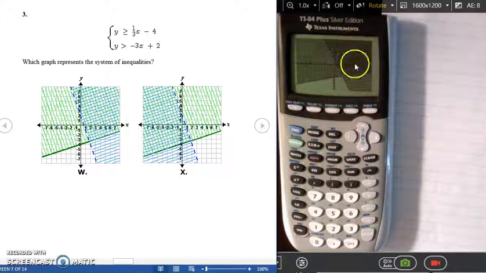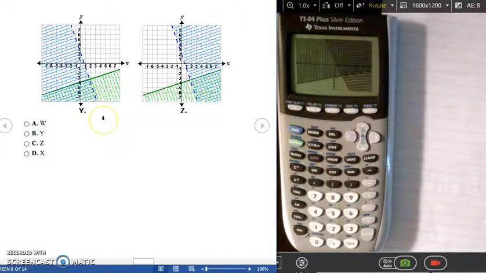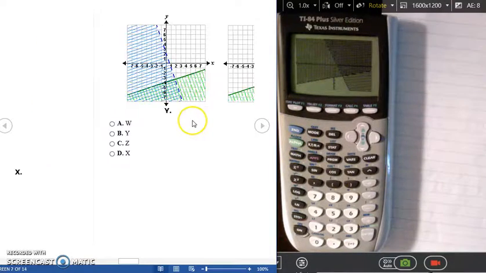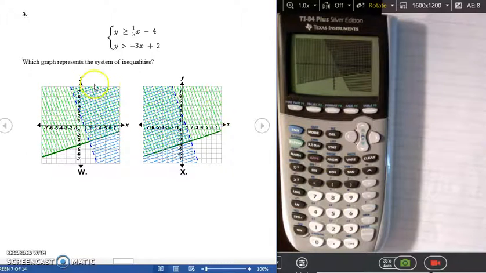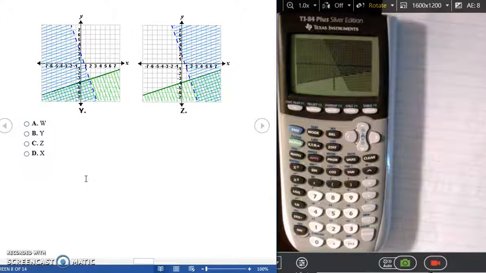So here the overlapping is in the upper right corner. So I'm looking for overlapping in the upper right corner, which W has, but y and z and x do not. So that means W is going to be my answer. It has the right line dotted also. And so W is going to be my answer, which is choice A.